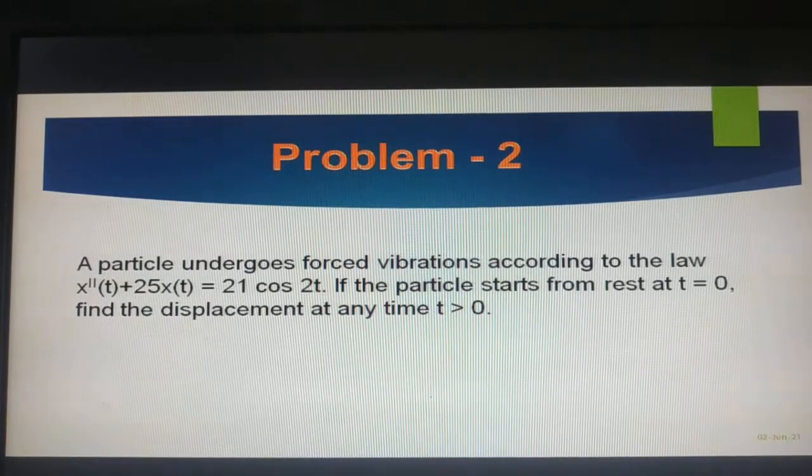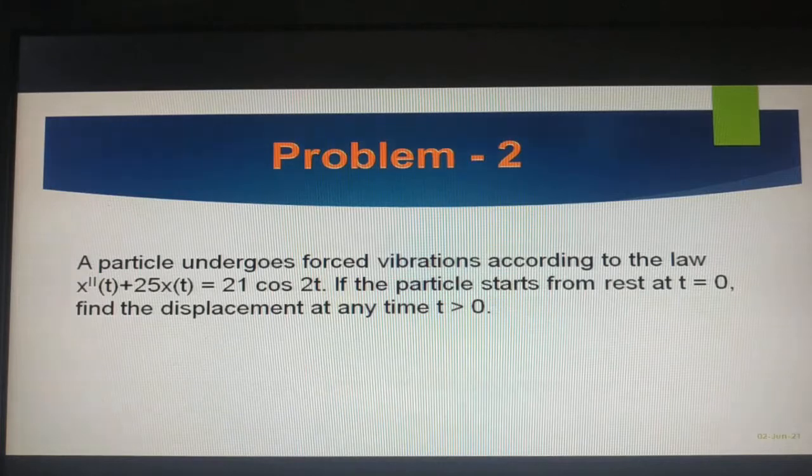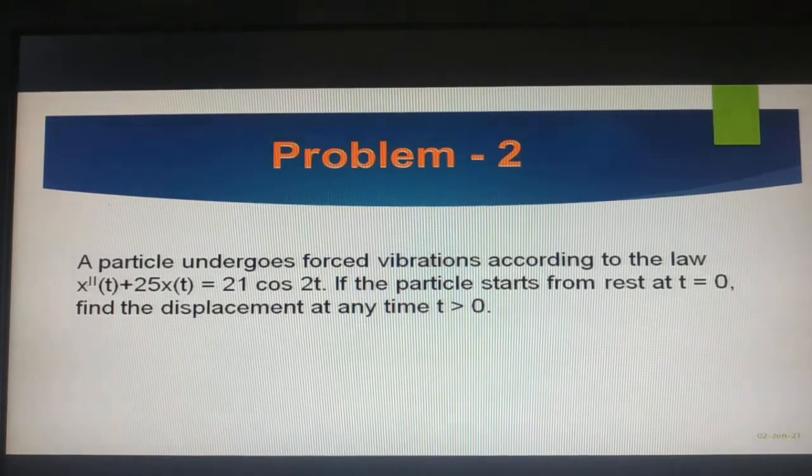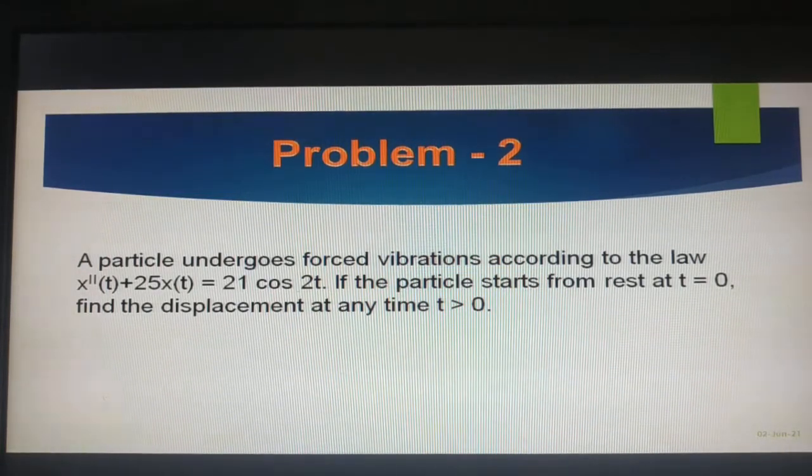So this is also one more differential equation. A particle undergoes forced vibrations according to the law. So they will give the differential equation. They don't want to make it difficult for you. So in symbolic form, x double dash of t plus 25x of t is equal to 21 cos 2t.